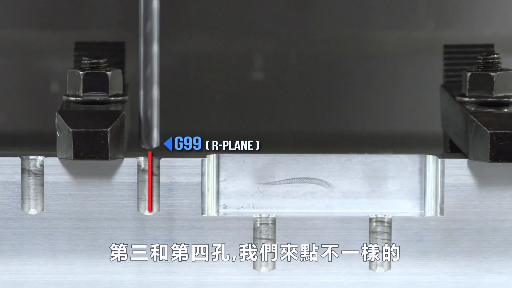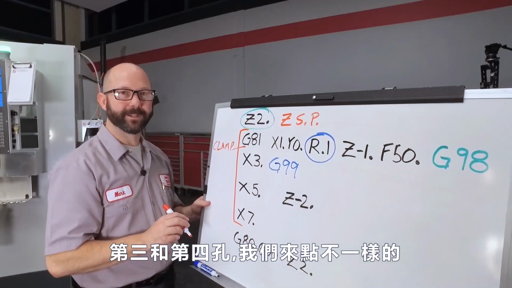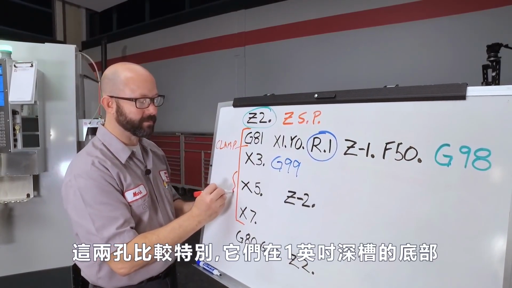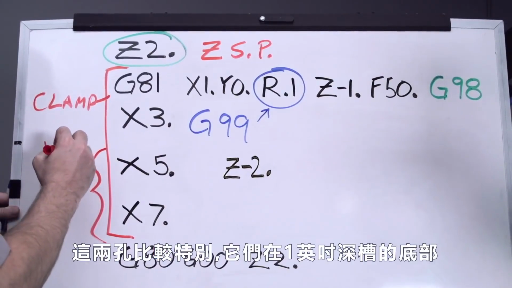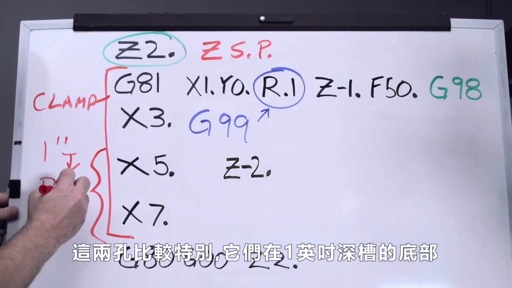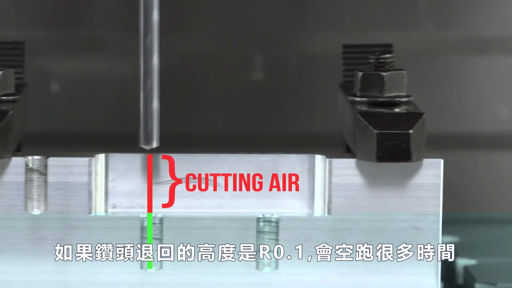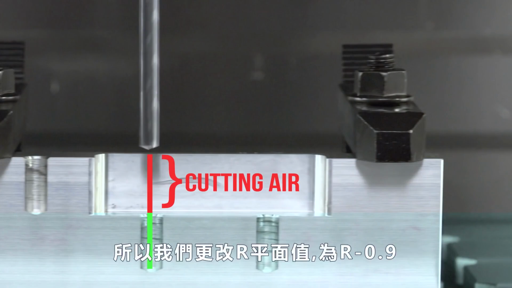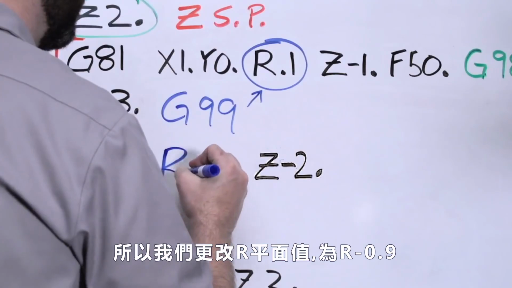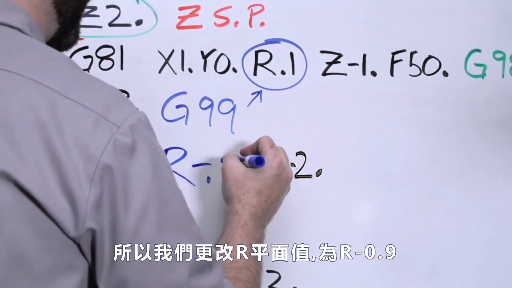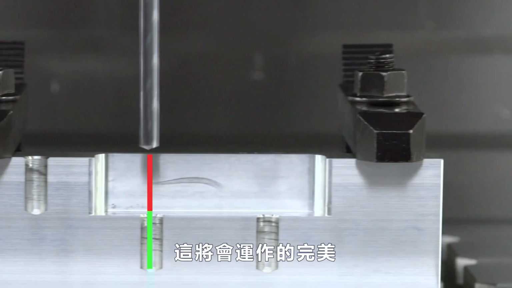For holes 3 and 4, we're going to do something a little different. These holes are special. They're actually sitting at the bottom of a 1-inch deep pocket. If we feed all the way from 0.1 inch above the part, we're going to be cutting a lot of air. So we're going to change our R plane to R minus 0.9. This is going to fit the part perfectly.